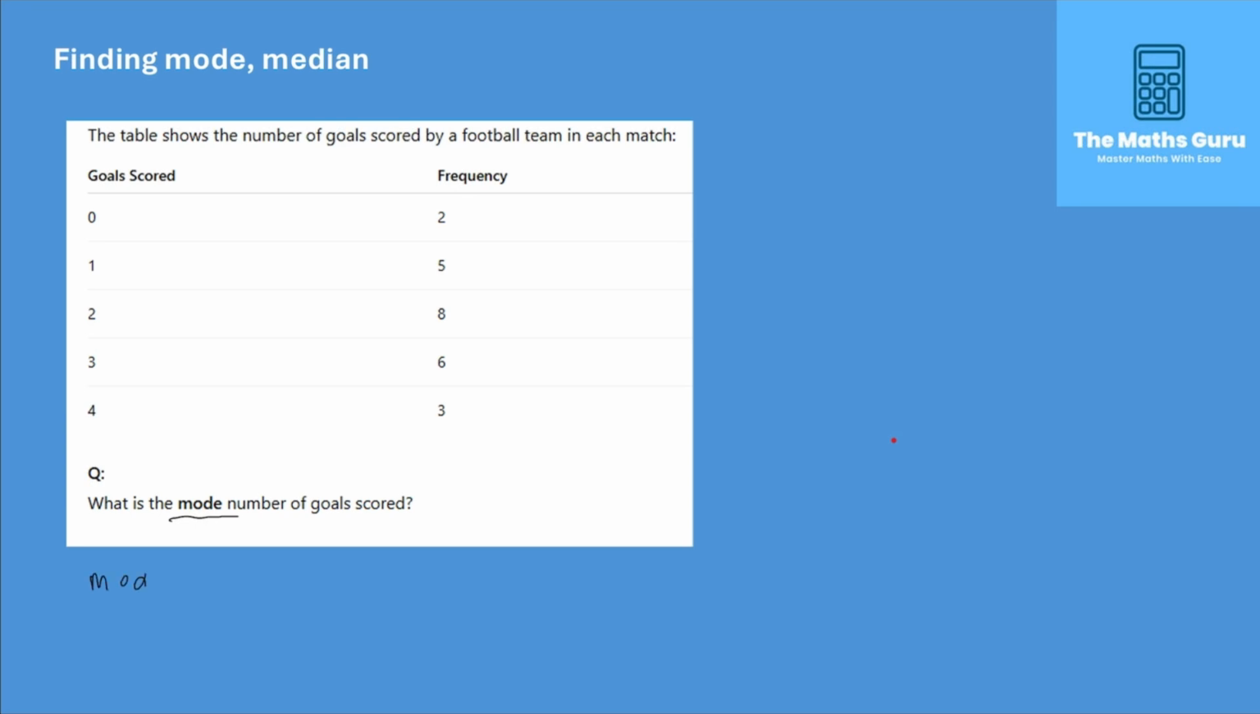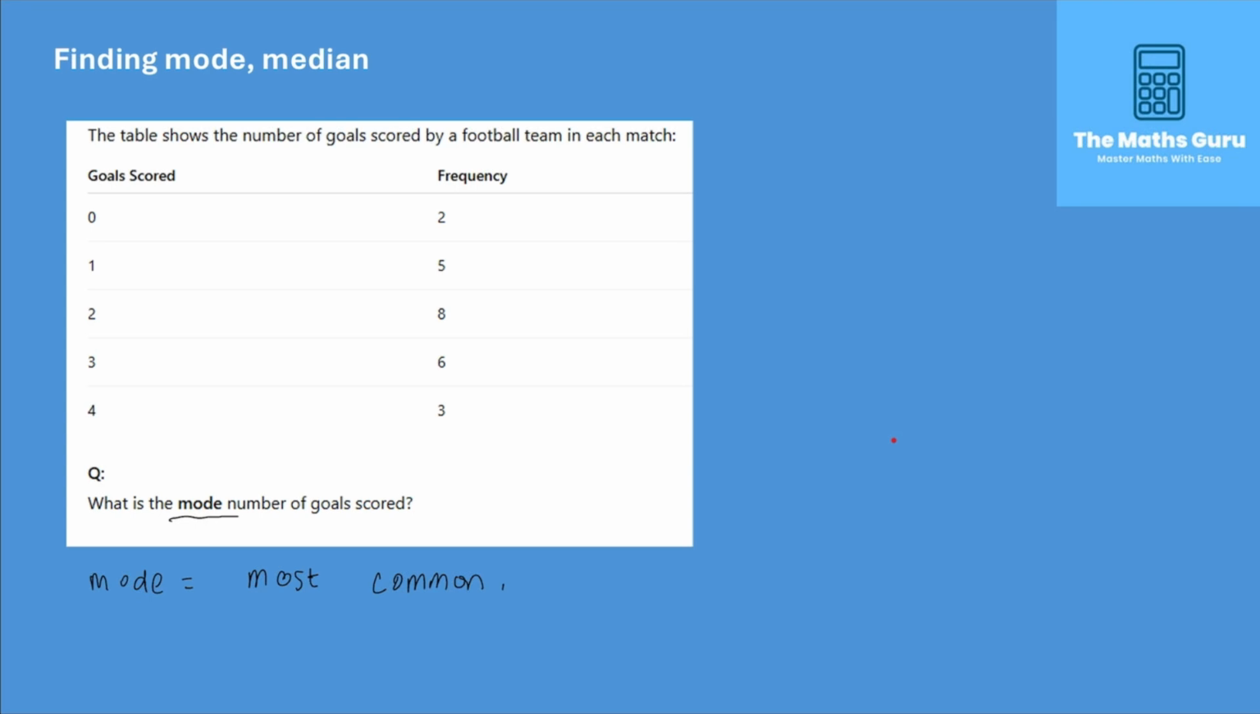So mode, by definition, means most common. Which one appears the most? So what is the mode number of goals scored? When we're talking about goals scored, we're talking about which amount of goals, because it's the mode of goals scored, which number of goals was scored the most by the most teams. So which number of goals was scored the most by teams?